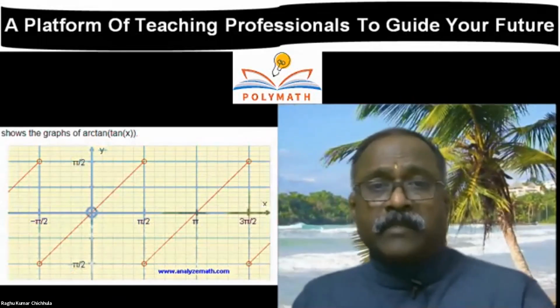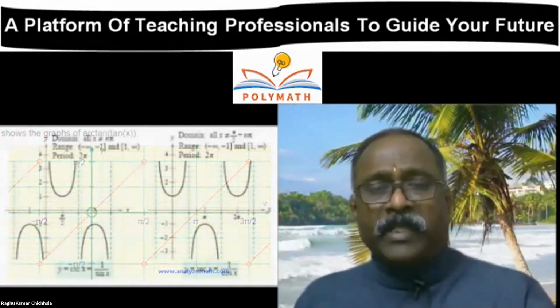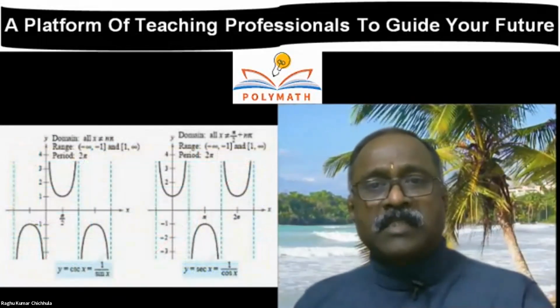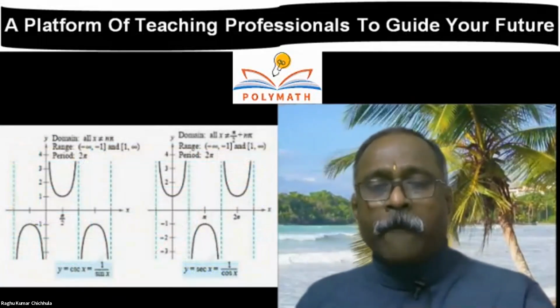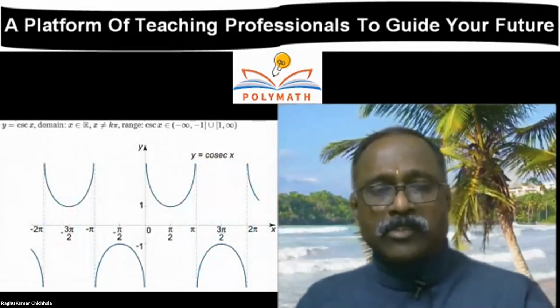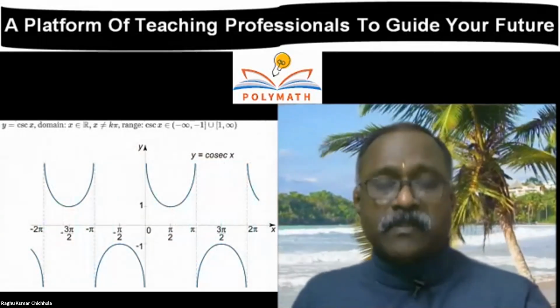Multiple and submultiple angles means we will replace b with a in sine of a plus b, so that we will be getting sine of a plus a, sine 2a. And similarly, cos of a plus b becomes cos of a plus a, cos 2a, and all this we will be seeing in the next part of it.